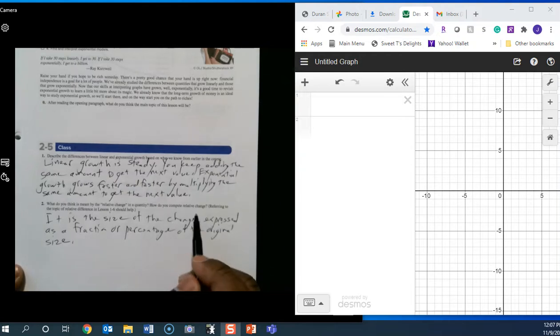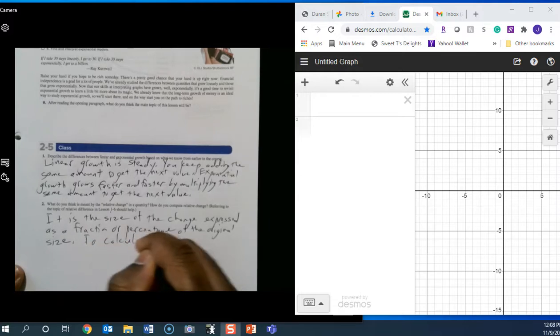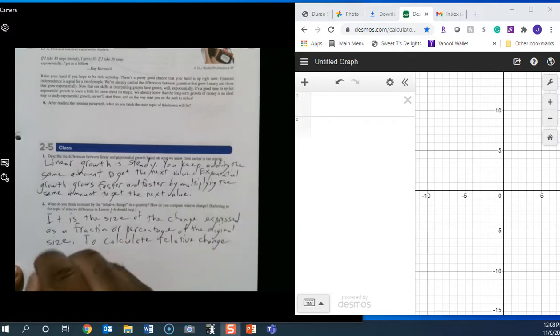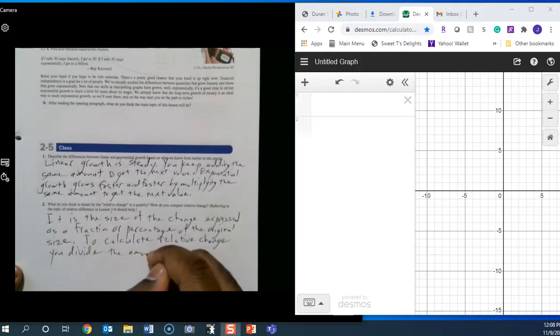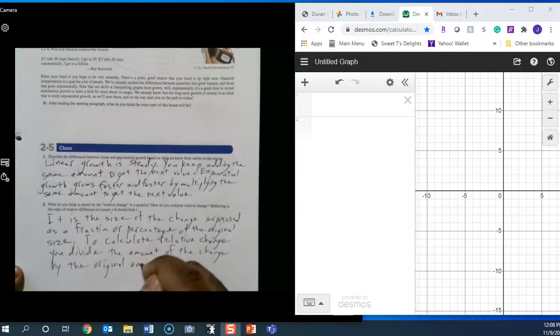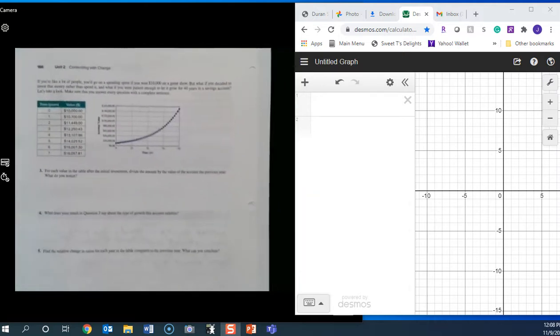Okay, it also asks us, how do you compute relative change? So to calculate relative change, you divide the amount of the change by the original amount. And of course, we'll go over that as we proceed through this lesson. Okay, so now we move on to the next page.